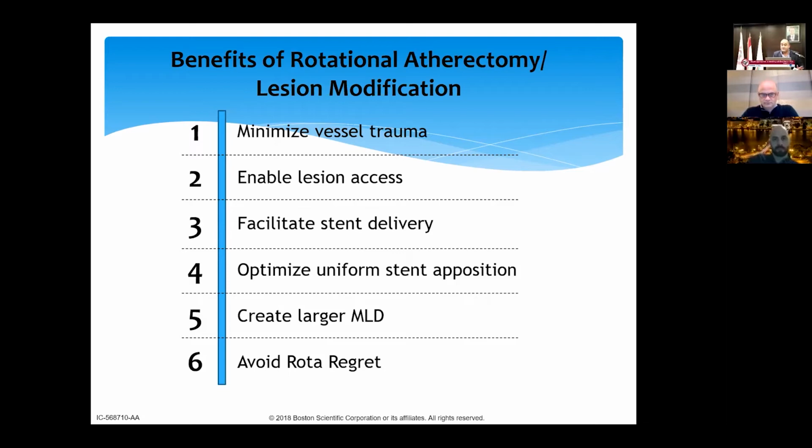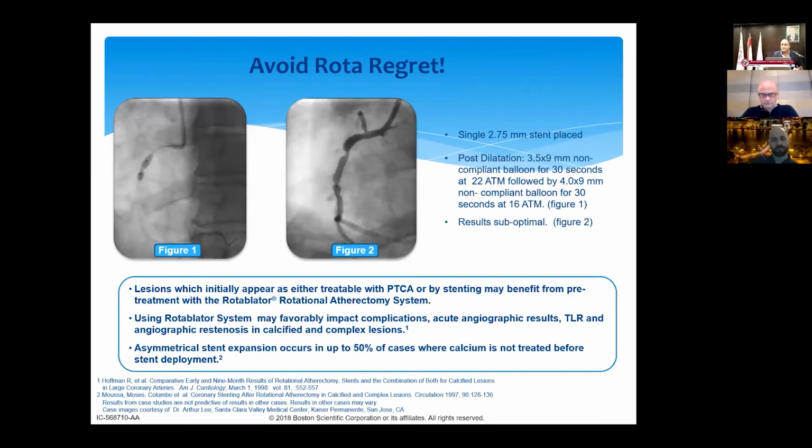And for the sixth part, to avoid rotarograde, I will present you from the review of literature a heavily calcified lesion in the proximal part of the RCA. The operator went to stent directly, in figure 1 with a 2.75 millimeter stent placed. Look for the result in figure 2. Result subintimal. He went to post-dilatation with a 3.5 by 9 millimeter non-compliant balloon for 30 seconds at 22 atmospheres, followed by a 4.0 by 9 millimeter non-compliant balloon for 30 seconds at 16 atmospheres for a 2.75 stent.